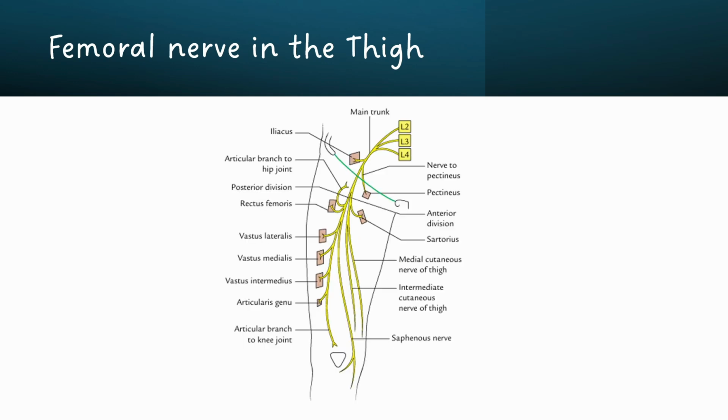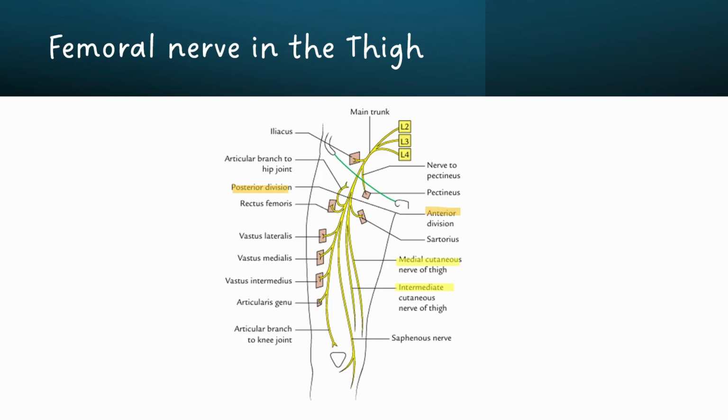Now let's look at the branches of the anterior and posterior divisions of the femoral nerve. The anterior division is mainly cutaneous. So it gives two cutaneous nerves, the medial cutaneous and intermediate cutaneous nerves, and these nerves supply the skin over the anterior and medial aspect of the thigh.